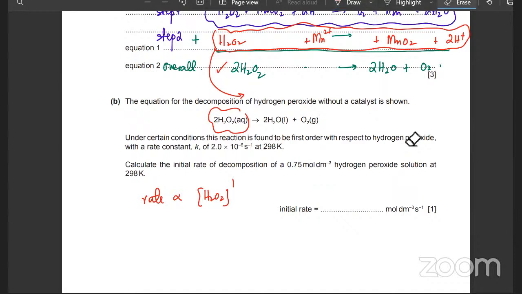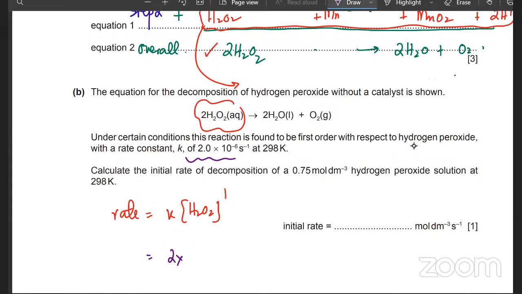To get rid of the proportionality sign, you have a constant, and they gave us the value of the rate constant as well. So all you have to do is plug in the values and you'll find the rate. The K value is already given. It's 2 times, I think, 10 to the power minus 6. And you need to plug in the concentration of H2O2, which is 0.75, and that's it. You'll find the initial rate of the reaction.